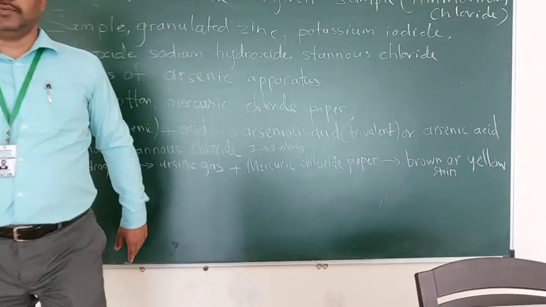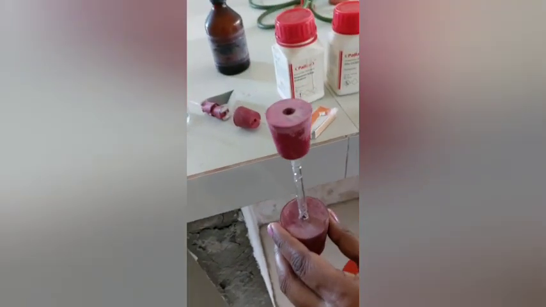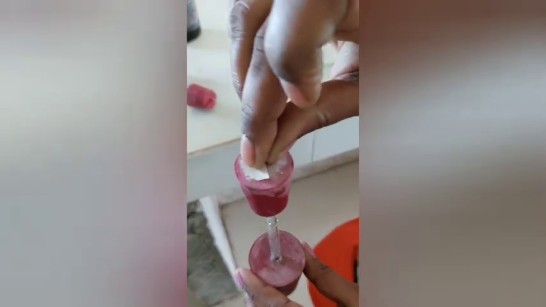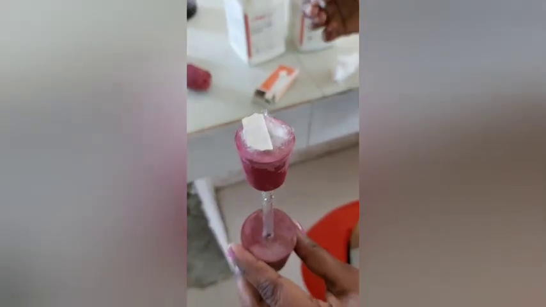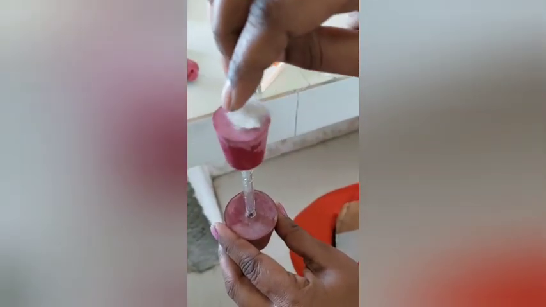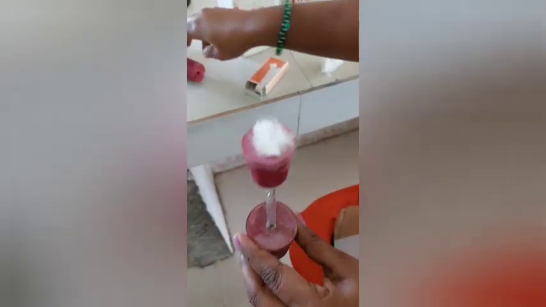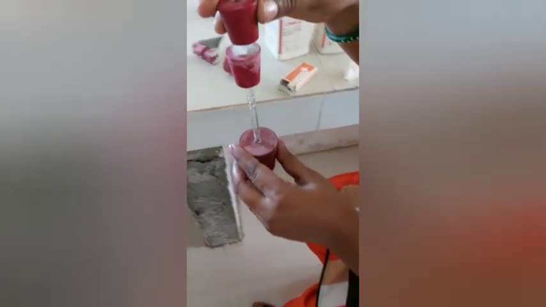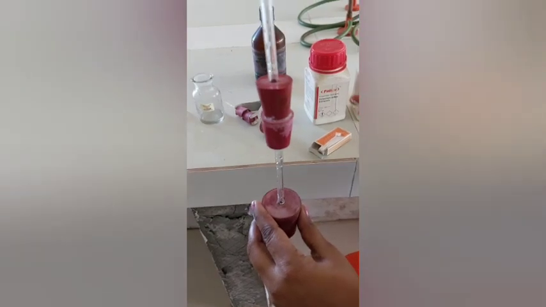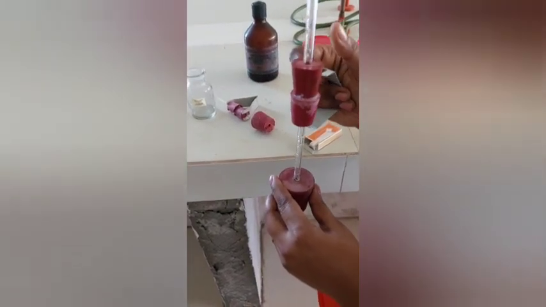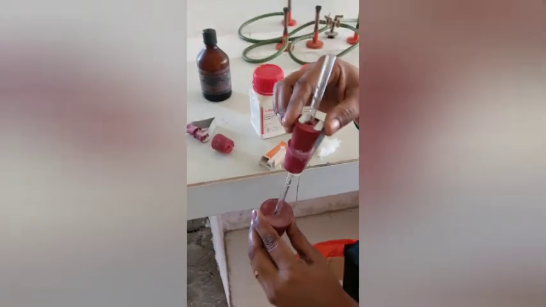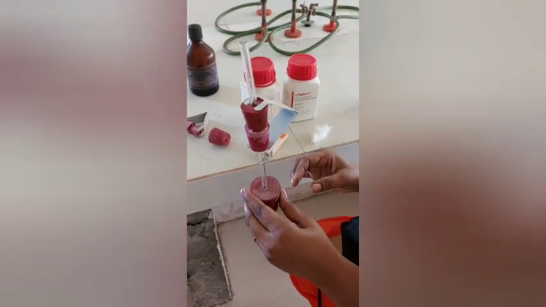So let's see the experiment. This is the arsenic test apparatus. Now we cover this apparatus with a thin layer of cotton. Then we put the mercury chloride paper. Again a slice of cotton. Then we put the rubber cork on it, and now we put the clamp on it. This is the way we have to put the clamp. So this is our arrangement. Okay.